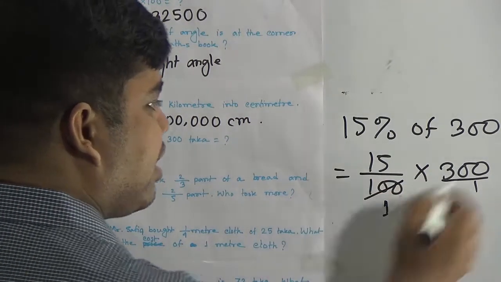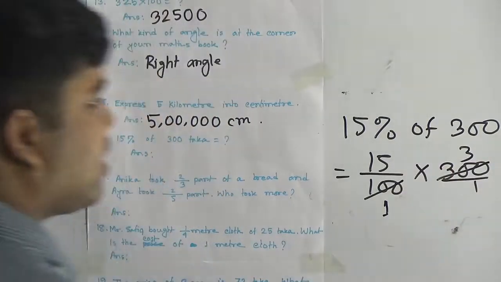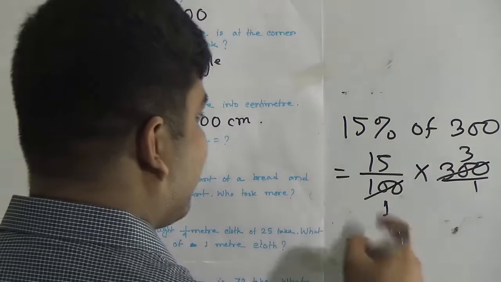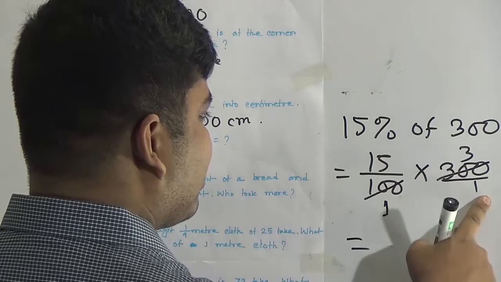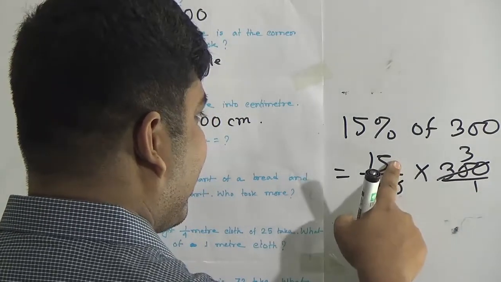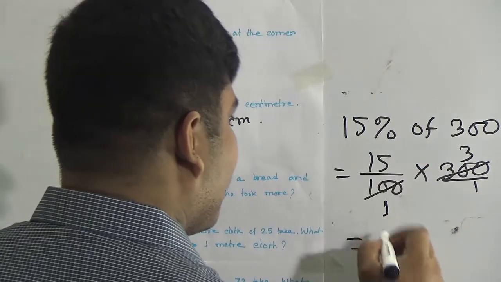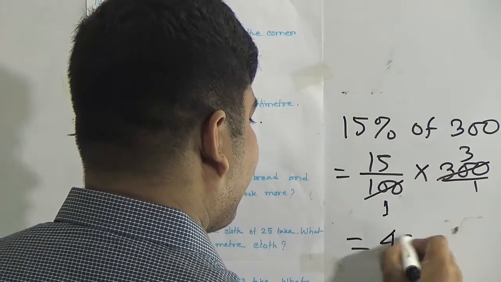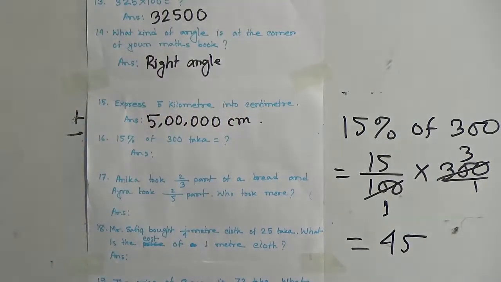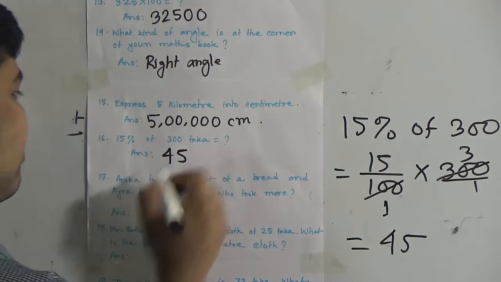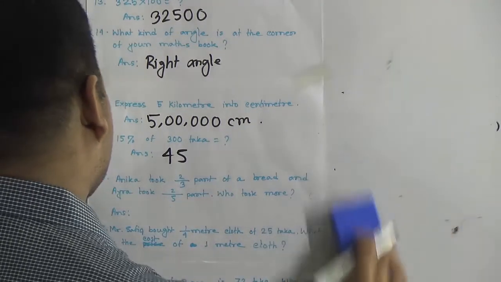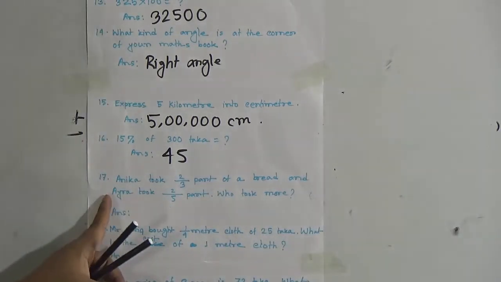100 ones are 100 and 300s are 300. Now as a denominator there is 1 with 1, so it is negligible, and numerator 15 with 3. Then 15 multiply 3, that means 45. So 45 is the required answer, and we write 45. Okay. Then 17 number question.